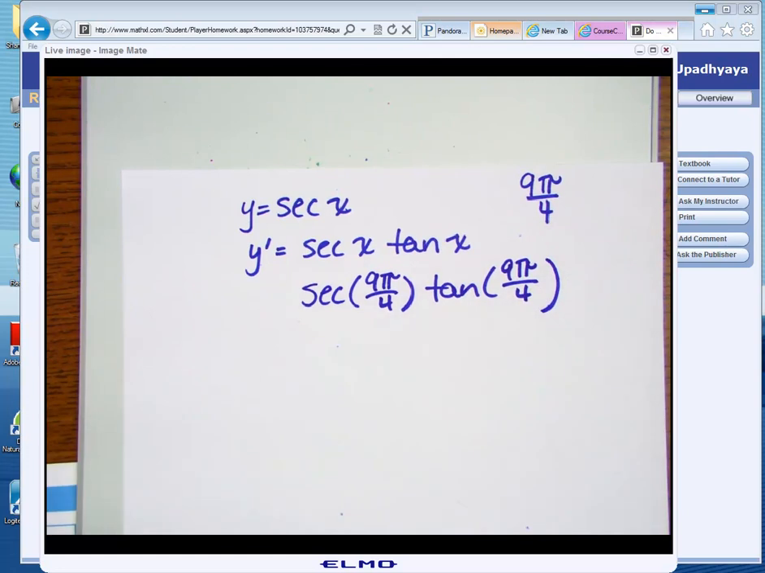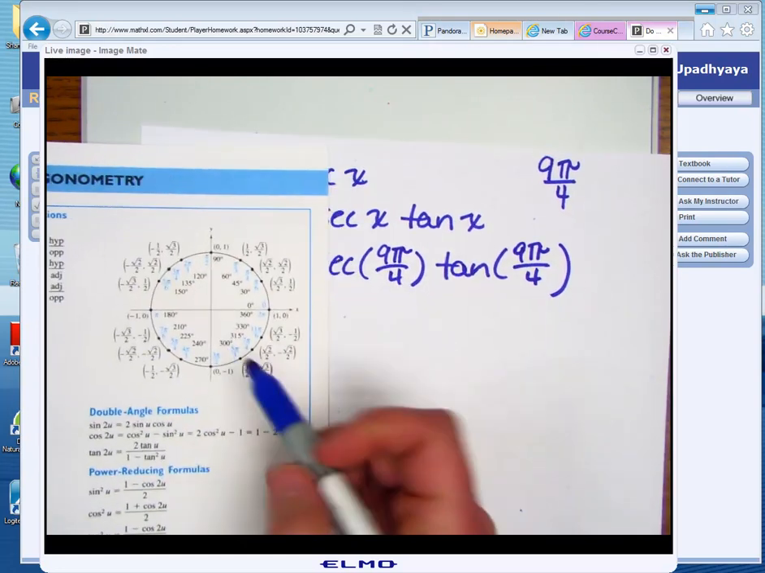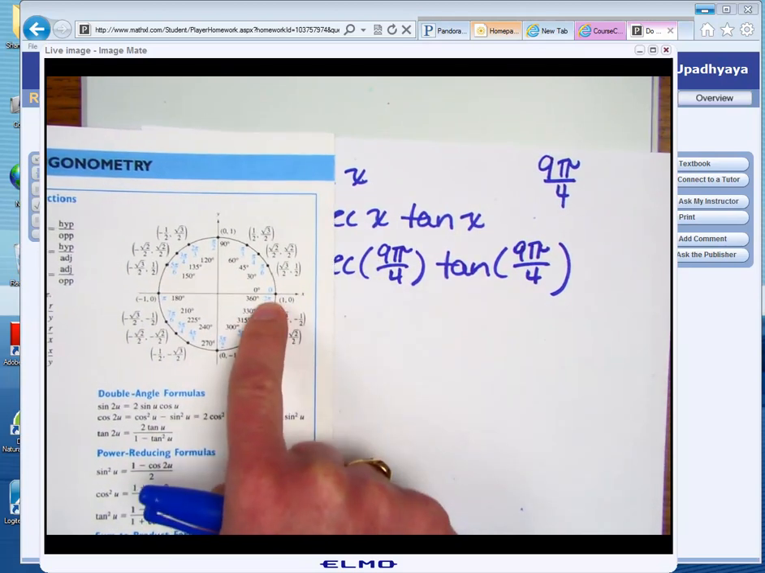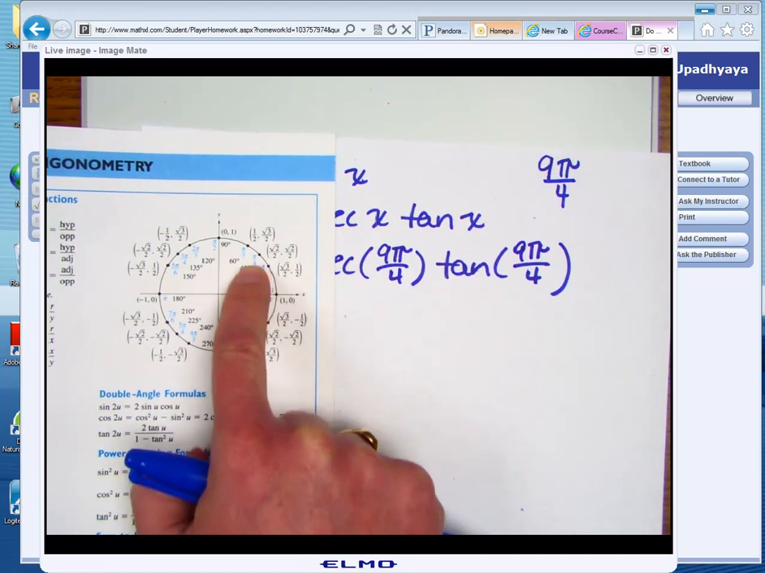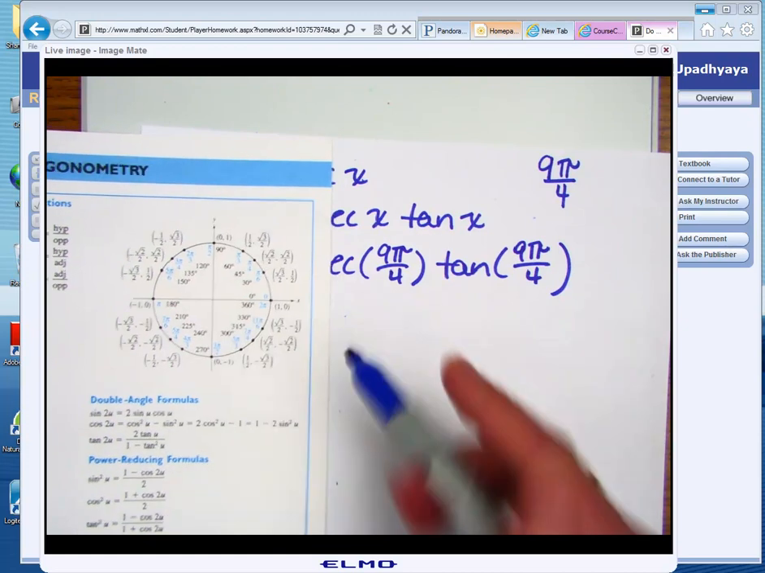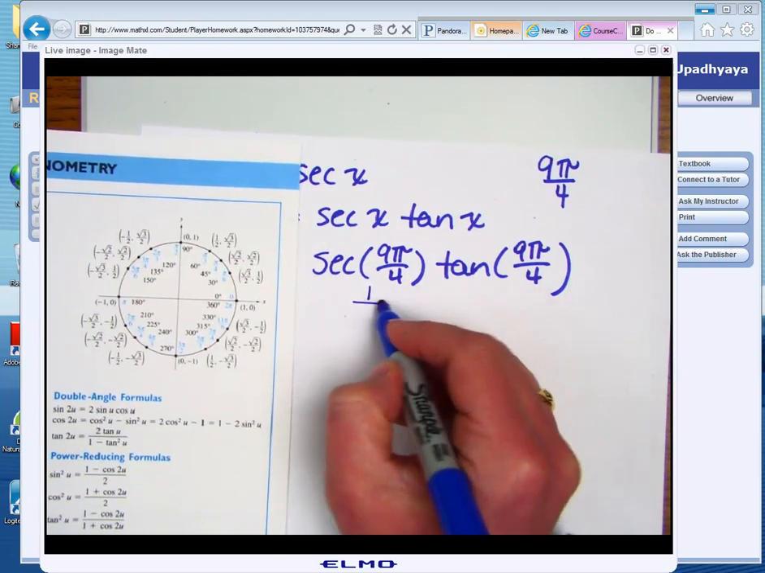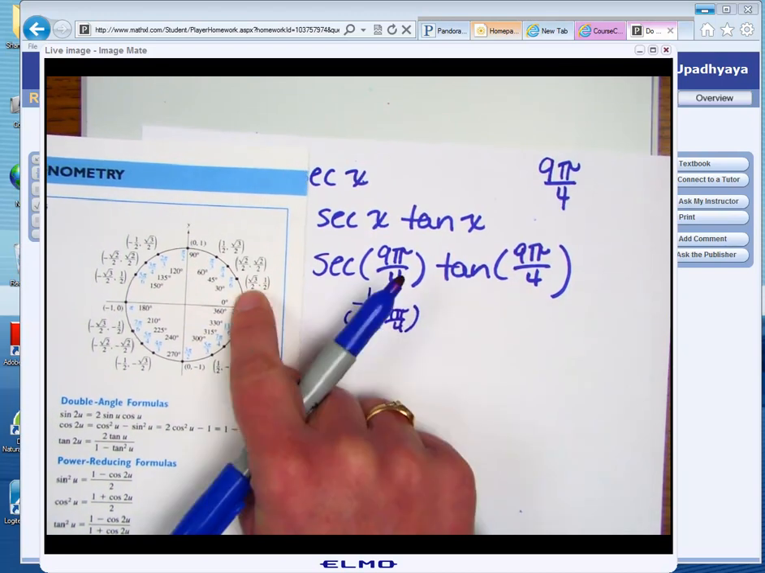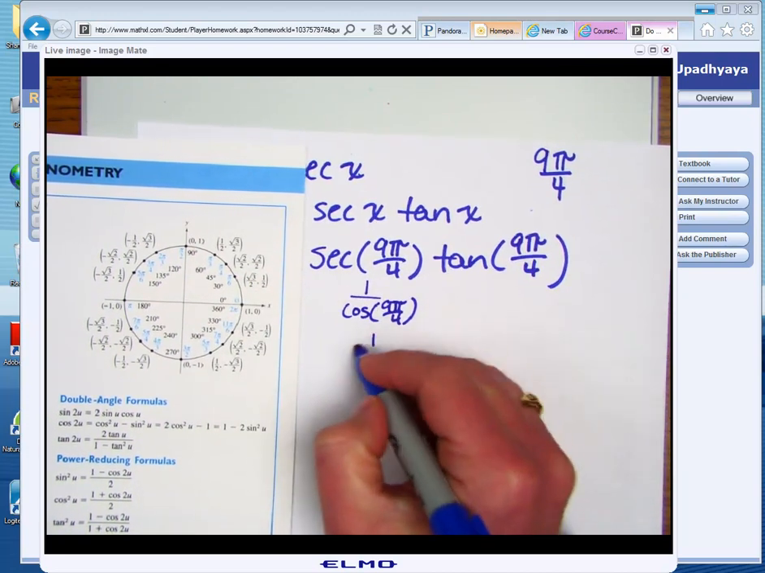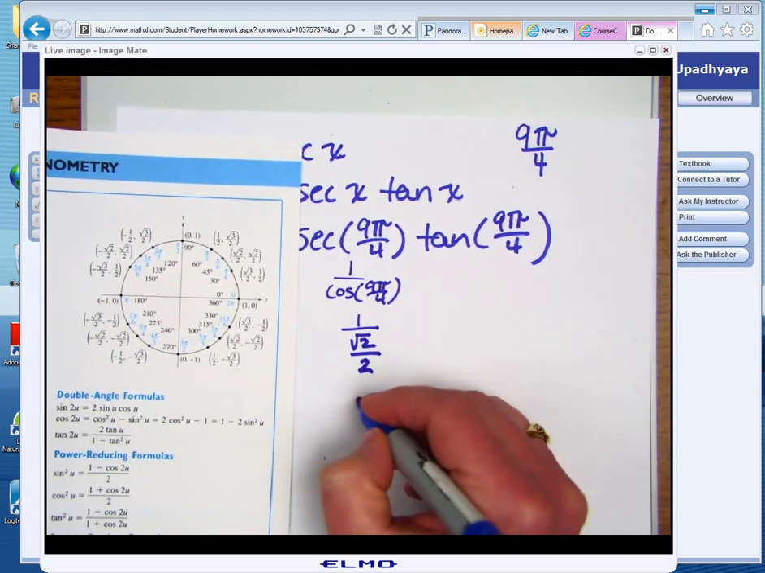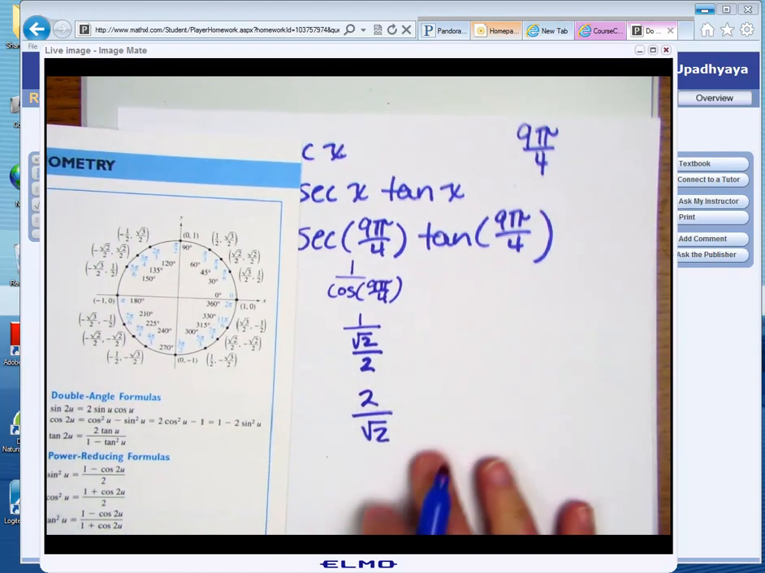And again, I'm going back to my unit circle to figure that out. Well, 9 pi over 4, 4 goes into 9 twice, so that brings me to 2 pi, and that would leave a pi over 4 left over. So I'm up here at pi over 4. I see that, again, this is 1 over cosine. Cosine is the x-coordinate, so it's going to be 1 over the square root of 2 over 2, or I can write that as 2 over square root 2.